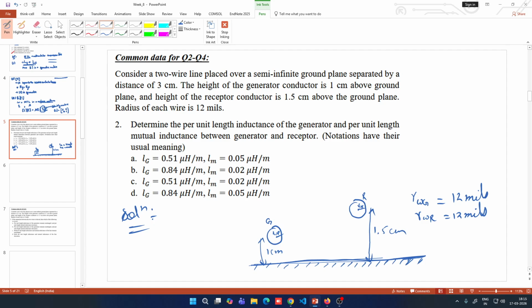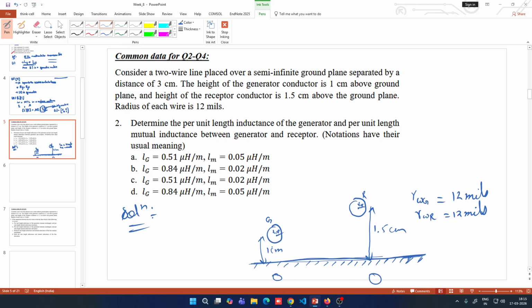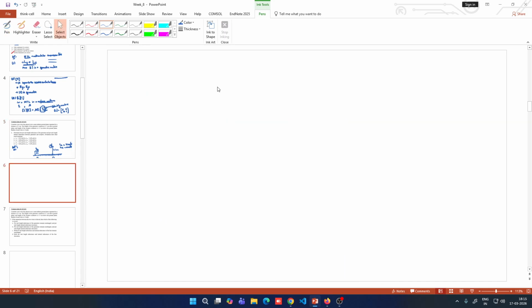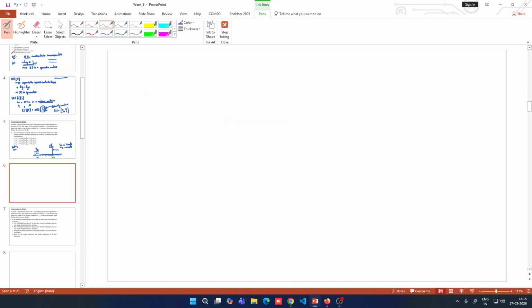Now we can take a mirror image about the ground, and we can consider these two conductors again here, and then we can solve them. So here we just have to find the per unit length inductance. Okay, let's start with the solution. I hope this figure is clear. Now we just have to determine the per unit length inductance of the generator and the per unit length mutual inductance. These formulas we have already derived, so I am directly going to use them here.